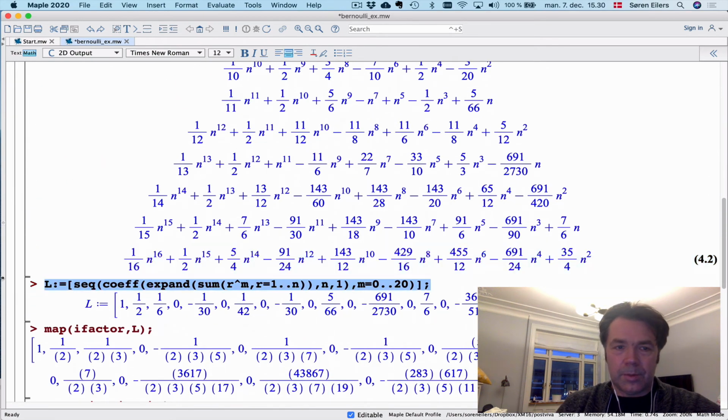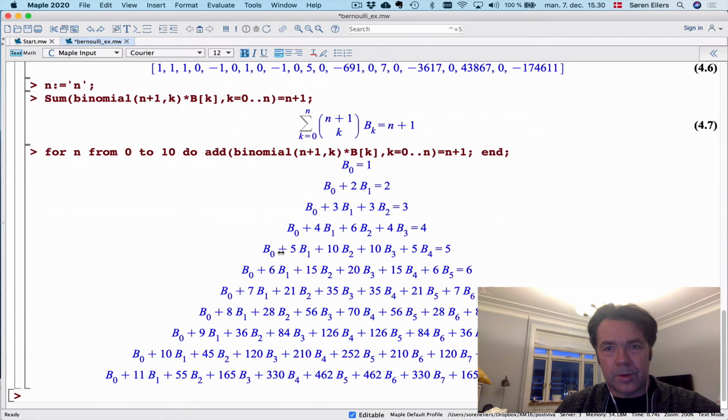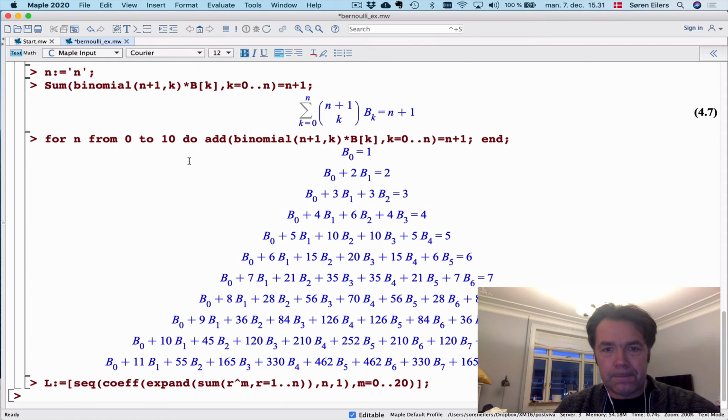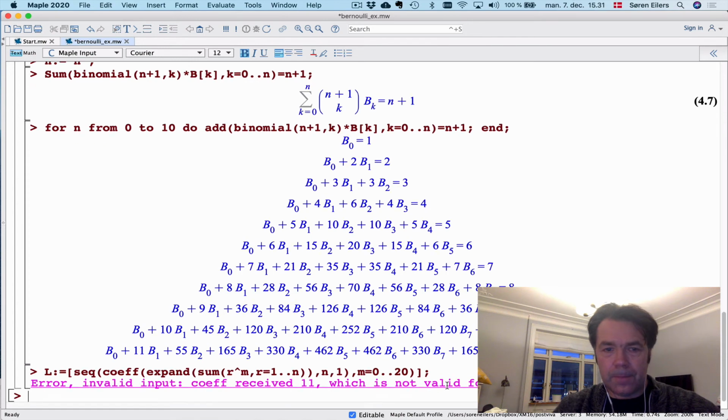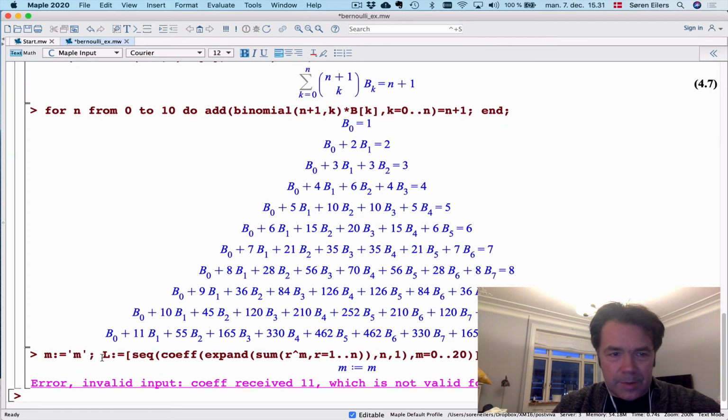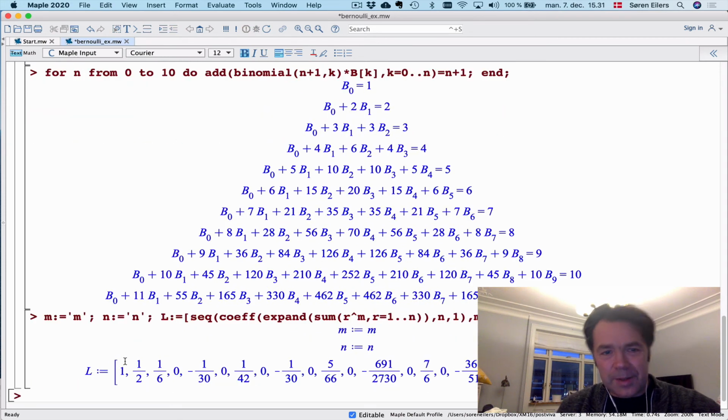Actually, maybe in order to make this a little bit more readable, let me repeat this down here. That is because I have now done this again. I've defined m to be something, and I've defined n to be something. I'm teaching all kinds of things that you shouldn't do. There it was. So we solve this equation and we get that b1 is a half.